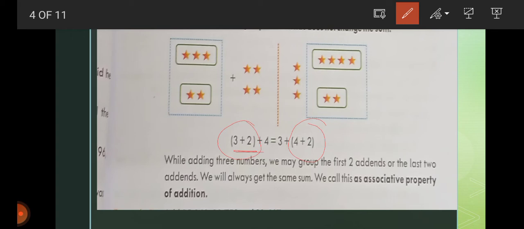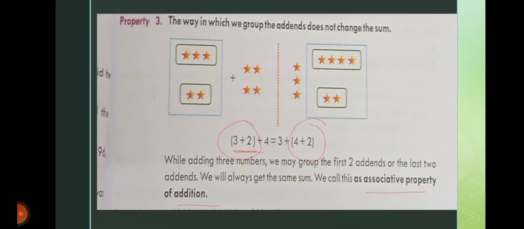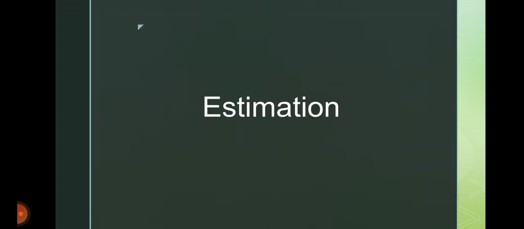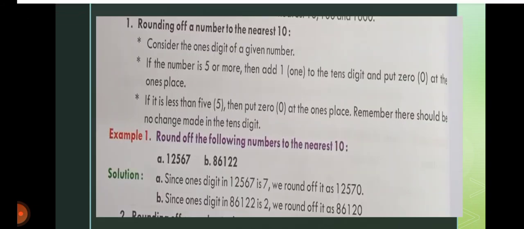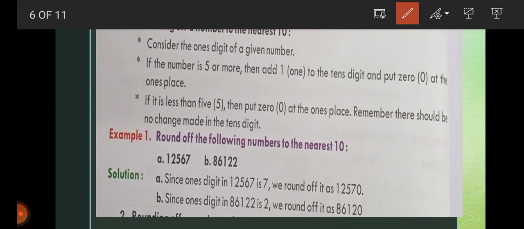While adding 3 numbers, we may group the first 2 addends or the last 2 addends. We will always get the same sum, and this property is called the associative property of addition. Now next is estimation of numbers. For the estimation of numbers, first is rounding off to the nearest 10.